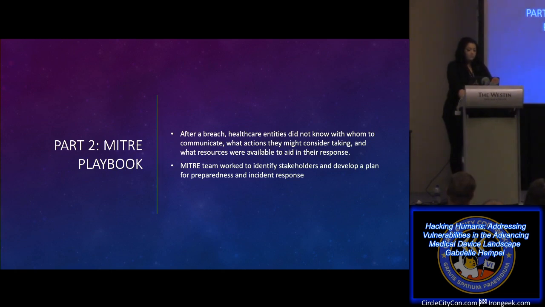Now for part 2, the Mitre playbook. Mitre, which I'm sure you've heard of, found after some research that after a breach, healthcare providers didn't really know with whom to communicate, what actions they were supposed to take, and what resources were available to them. The Mitre team worked with the FDA to identify stakeholders and develop a plan for preparedness and incident response.